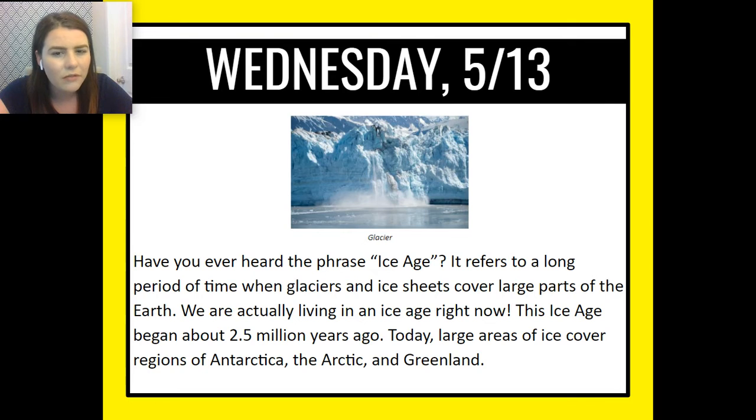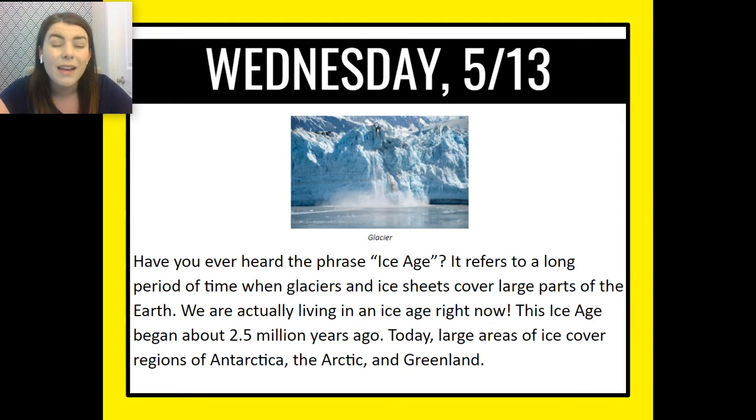Have you ever heard the phrase ice age? It refers to a long period of time when glaciers and ice sheets cover large parts of the Earth. We are actually living in an ice age right now. This ice age began about 2.5 million years ago. Today, large areas of ice cover regions of Antarctica, the Arctic, and Greenland.